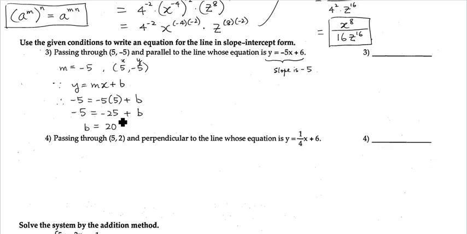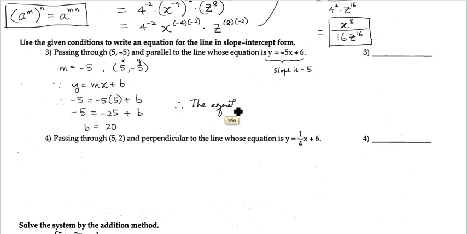So is that the answer? That is not the answer. The question is not asking you to find b. The question is asking you to find the equation of the line in slope-intercept form. So be sure to answer properly.